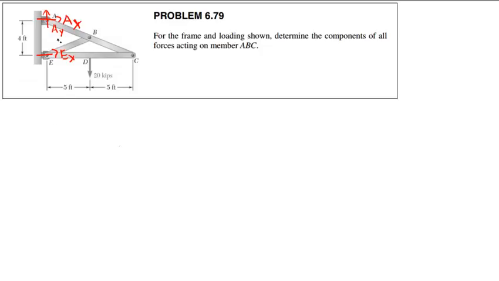Now I'm going to do, well, first of all, I could just do a summation of forces in the vertical direction. This is on the global free body diagram, treating the entire object as a single rigid body. So it'll just be AY minus 20 kips equals 0, which of course leads us to AY equals 20 kips.